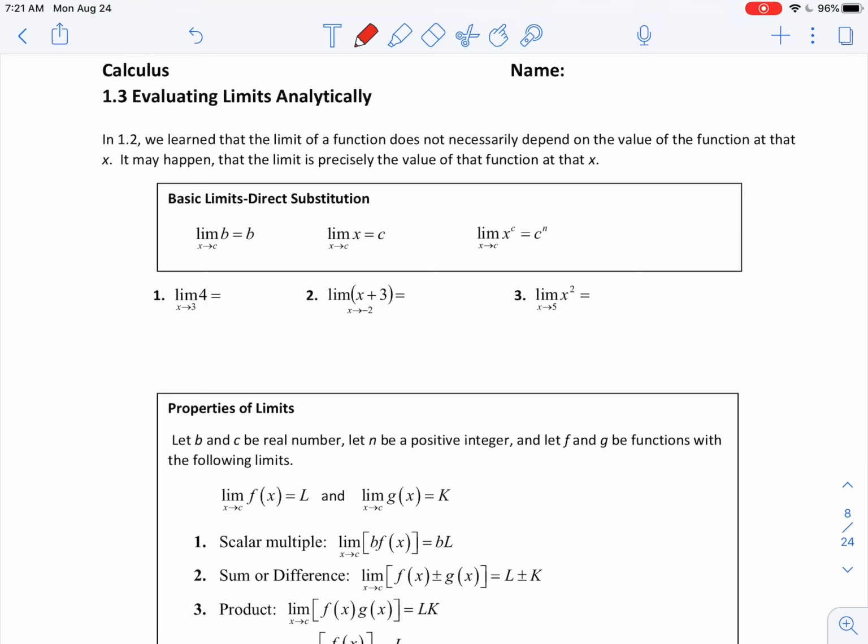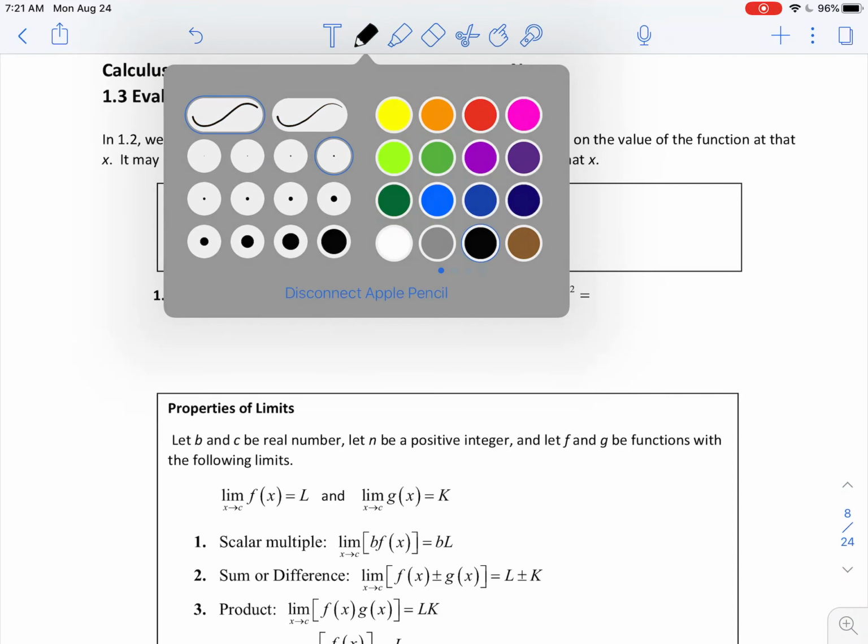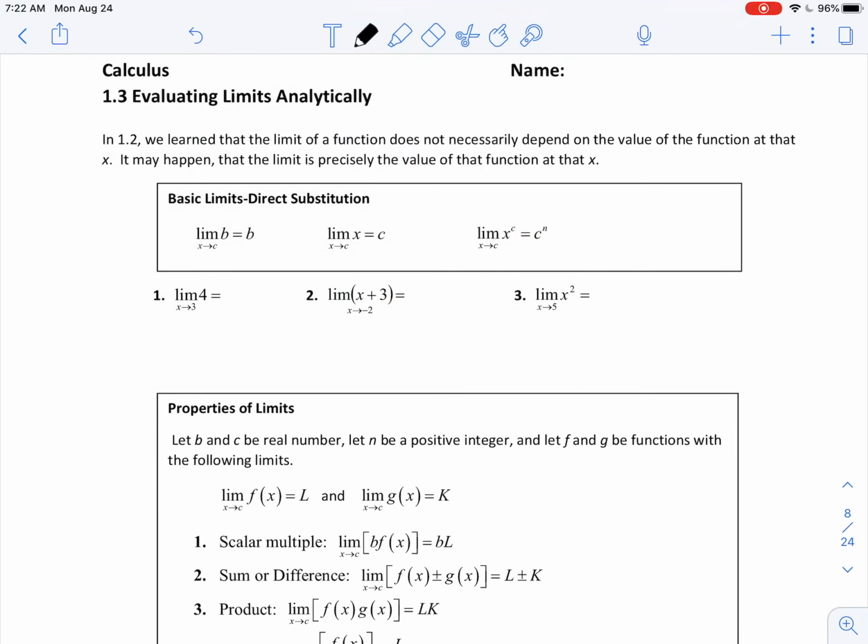Numerically, we made a table, and from that table, we saw if both sides, from the left and the right, approach the same number. If they do, the limit is that number. If they don't, the limit does not exist. Today we're going to look at evaluating limits analytically, which basically means by plugging in directly or by doing some algebra. We might have to do some algebra to simplify the expression a little bit.